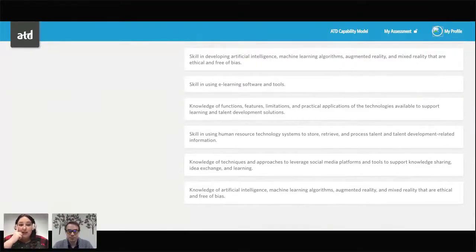Right. So I want to spend some time in the tech because I feel like a lot of the people here are probably techies like us. I know a lot of you are e-learning developers or spend a lot of time in that space. I'm going to read this and then I want to unpack it a little bit. Skill in developing artificial intelligence, machine learning algorithms, augmented reality, and mixed reality that are ethical and free of bias. You guys all got that, right? Am I the only one not doing any of that yet?